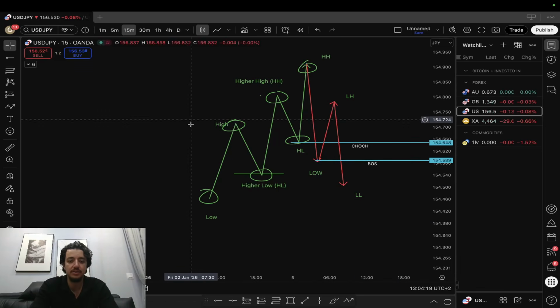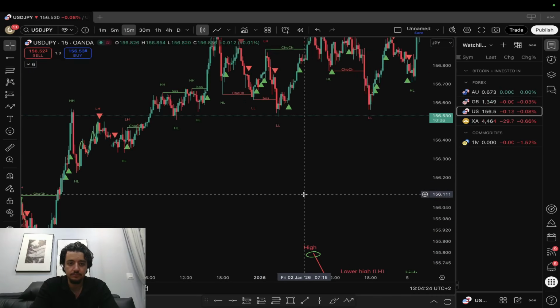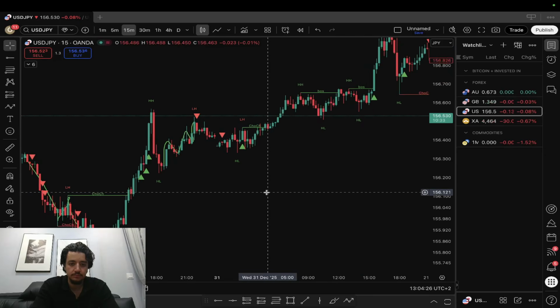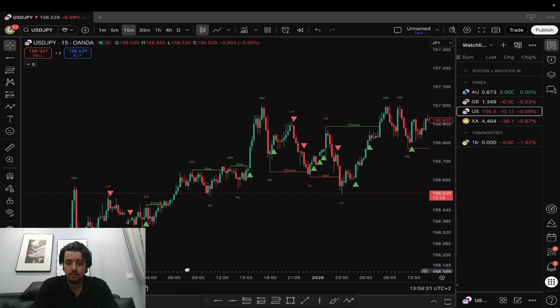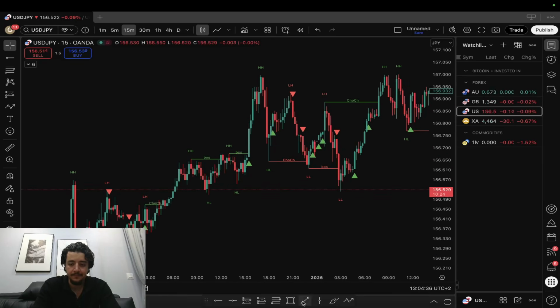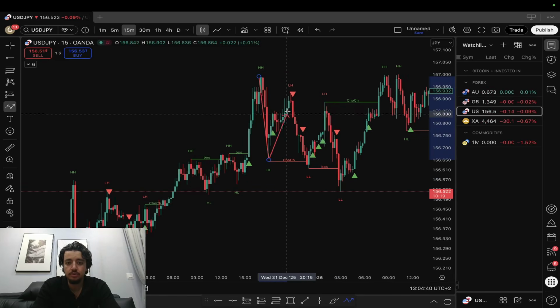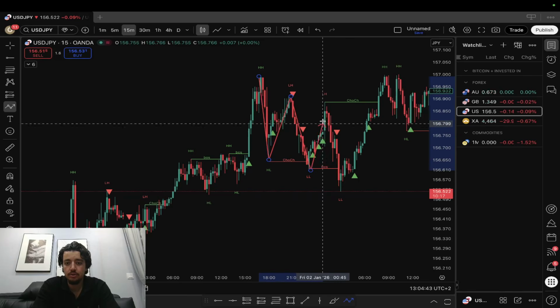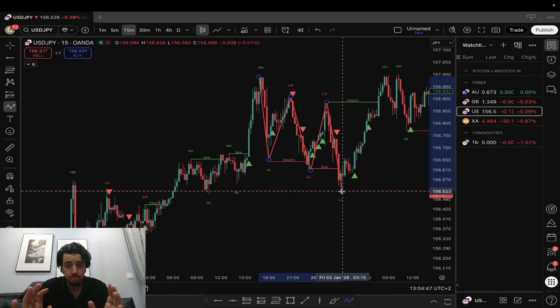Now let's see how this looks on the chart. Perfect. Let's start with this one. So we have a high, a low, lower high, lower low, lower high, lower low. Cool? Cool. You can see it in front of you. This is not me writing, this is the indicator writing.